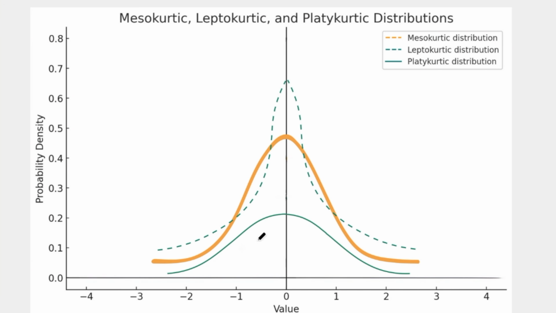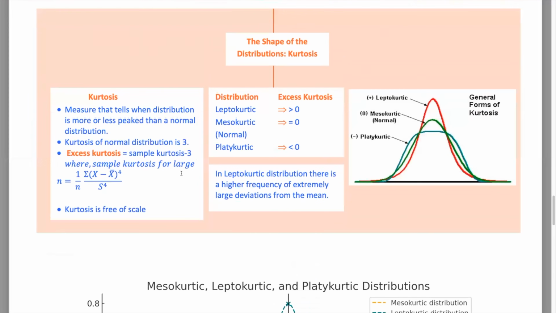Third is mesokurtic. This is your normal distribution. It has a moderate peak and tails, serving as the standard reference. In our diagram, the mesokurtic distribution is the one that sits perfectly in the middle with an average peak and tails.